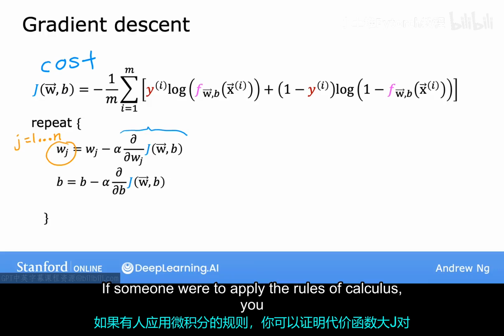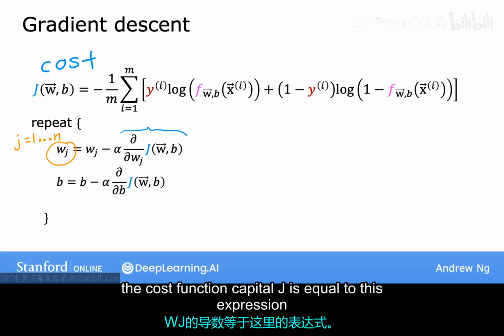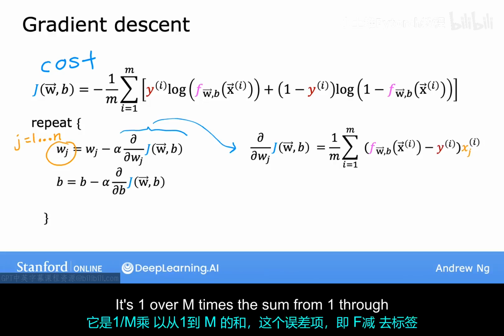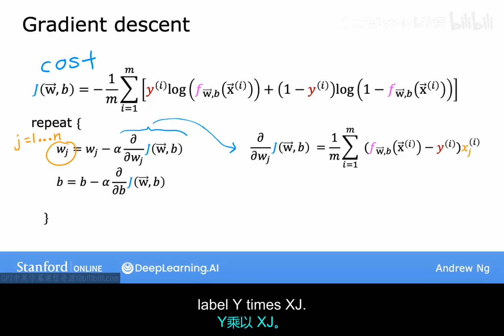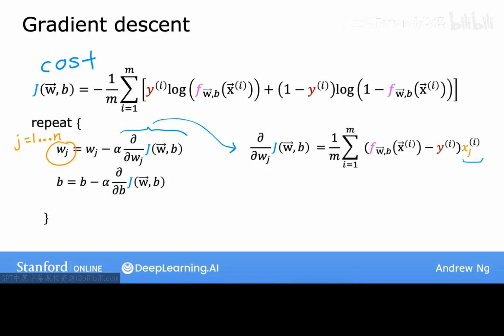If someone were to apply the rules of calculus, you can show that the derivative with respect to wj of the cost function capital J is equal to this expression over here. It's 1 over m times the sum from 1 through m of this error term, that is f minus the label y, times xj. Here, this x^(i)_j is the j-th feature of training example i.